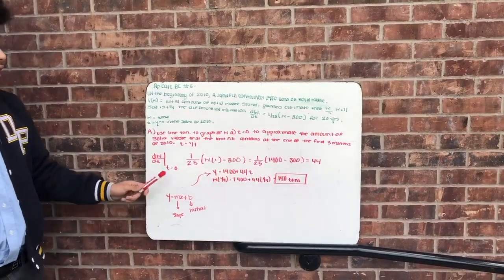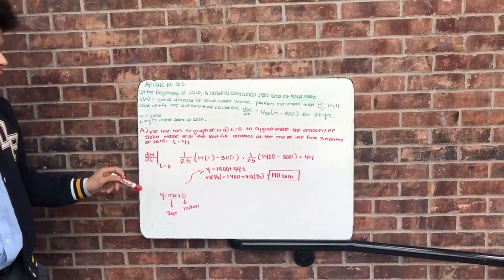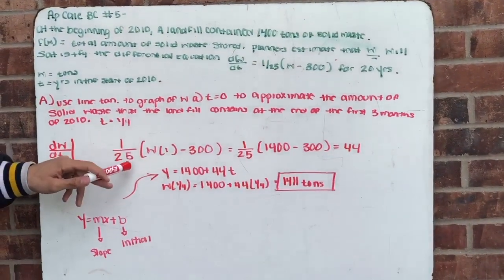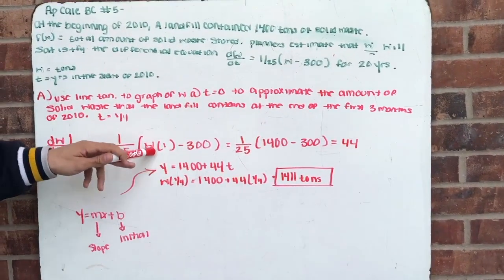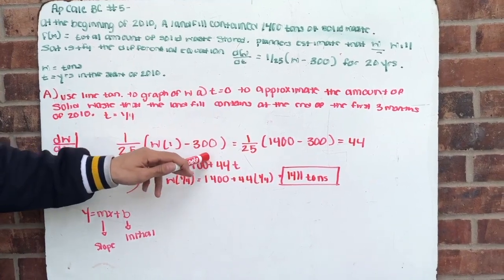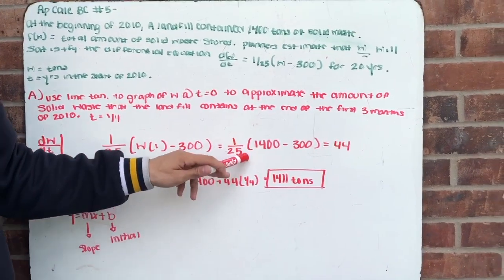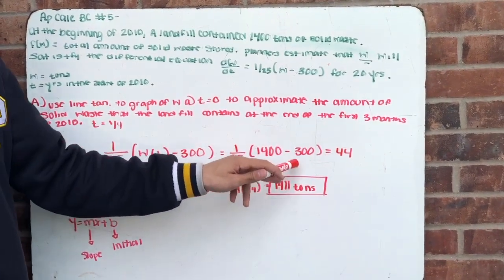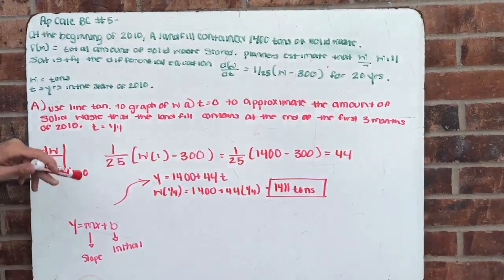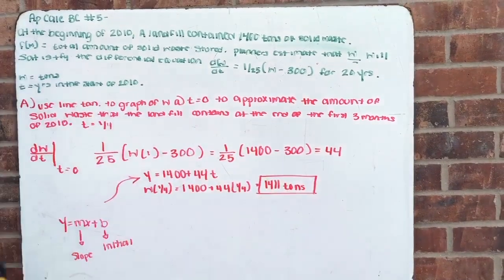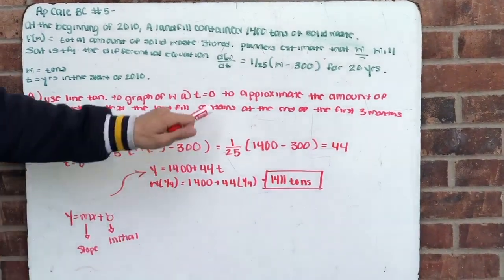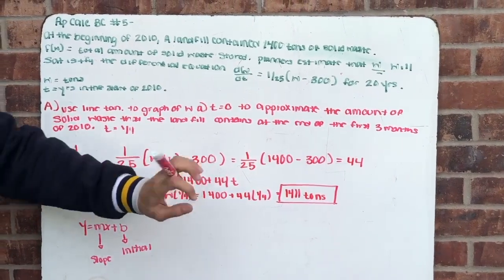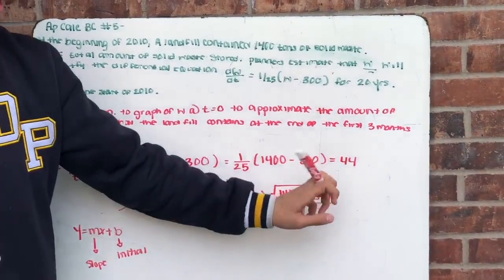So, we know that plugging in the initial value, 1/25 (W(0) minus 300) gives us 1/25 (1400 minus 300), which, figuring out, we would get 44. The reason why that's significant is because dW/dt is allowing us to solve for the slope. So we already figured out the slope.